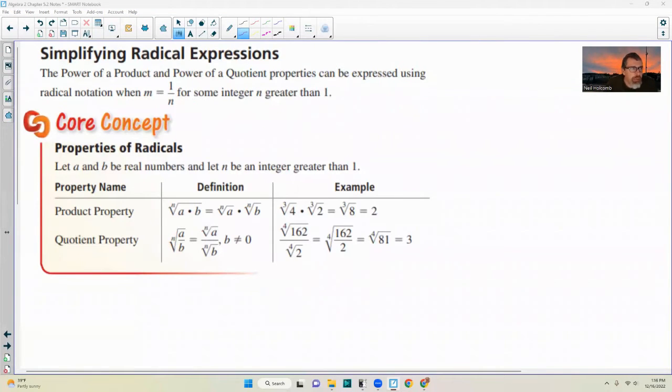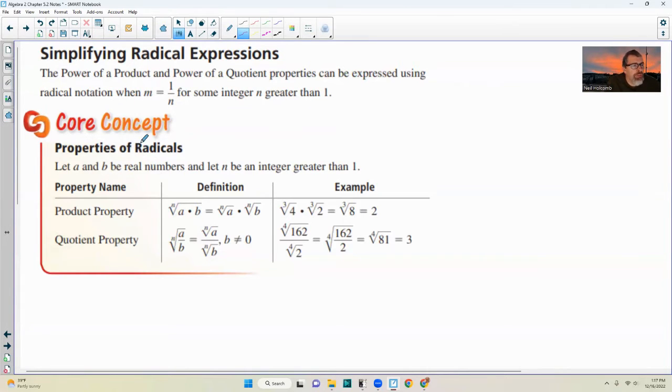All right, simplifying radical expressions. The power of a product and power of a quotient properties can be expressed using radical notation when m equals 1 over n for some integer n greater than 1. Okay, so if n was less than 1, like a half, 1 divided by 1/2 is the same as 1 times 2 over 1, which is 2. So we don't want anything less than 1. And if n is 0, it's undefined. So n has to be greater than 1 for these to be useful.